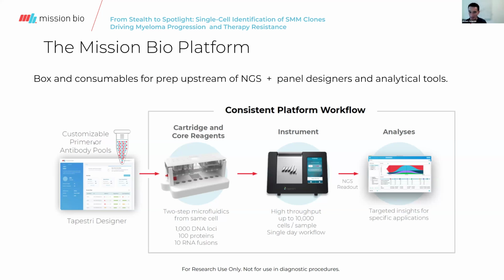You can think of us as a sample prep solution for NGS, but we enable everything around it to get you to your solution. We help you design targets. We have reagents and a cartridge that processes your sample. We have an instrument that runs the cartridge. And then we have analyses that help you interpret what comes out of the sequencer.